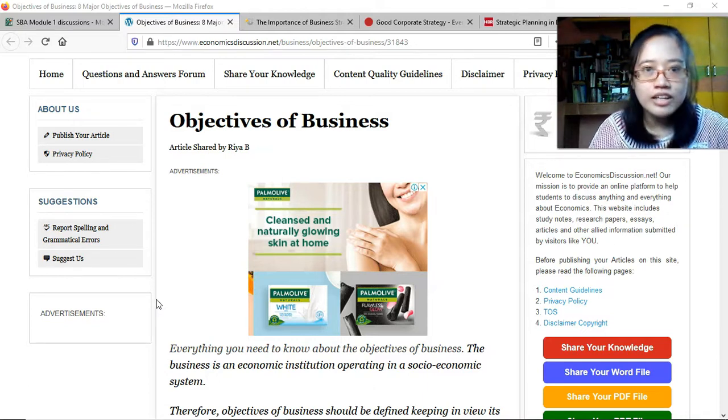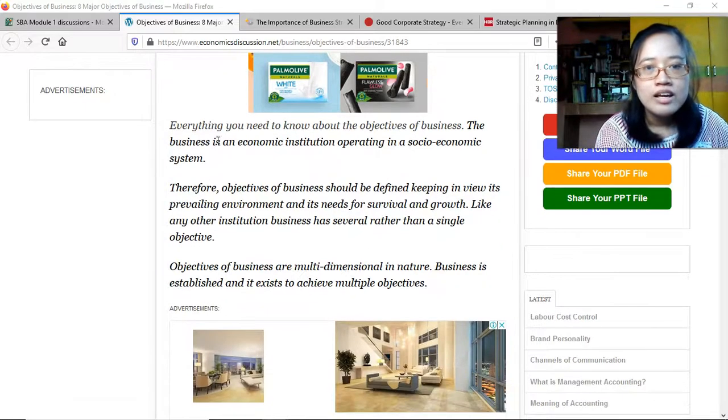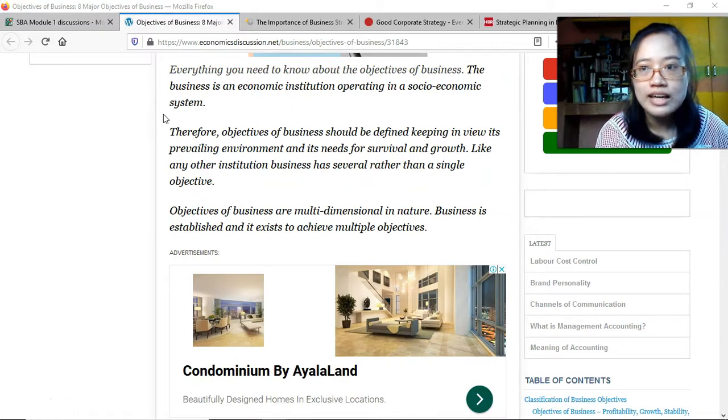With that out of the way, let's move on with the actual discussion, objectives of business. We have this article from economicsdiscussion.net: everything you need to know about the objectives of business. The business is an economic institution operating in a socio-economic system. Social, in that there are people involved. It's not just you who is going to operate in that environment; you have to interact with others. And economic in the sense of the definition of economics: the allocation of limited resources to supply the unlimited wants and needs of the people through production and distribution of goods and services.